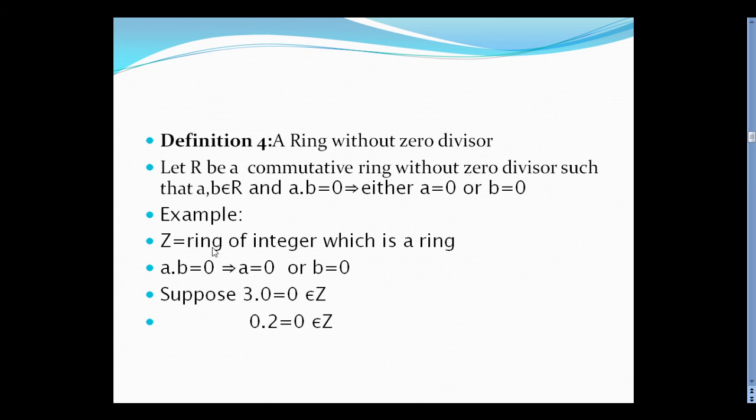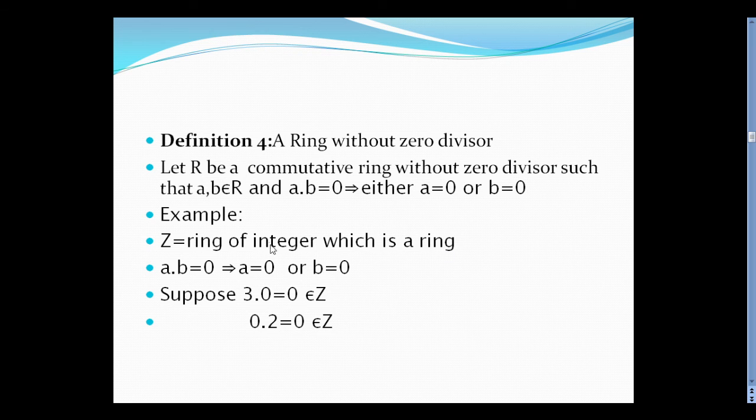Example: Z, the ring of integers, which is a ring. We write it as A dot B is equal to 0. Here it means A equal to 0 or B equal to 0. So for example, we can take 3 into 0. This is the set of all integers, which is a ring.